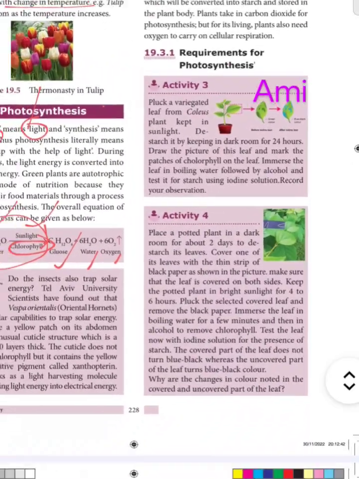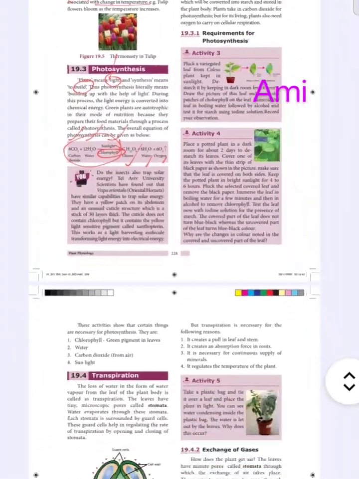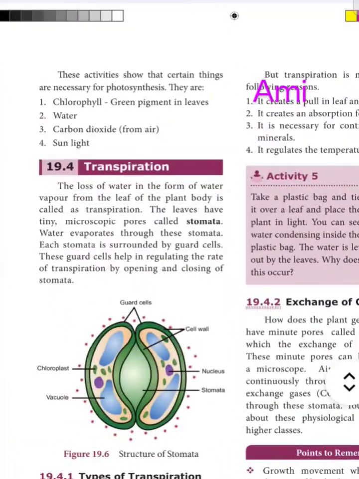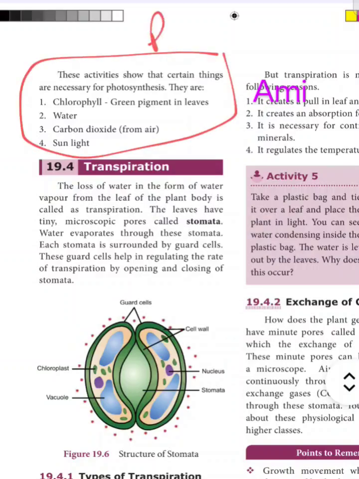So two activities have been given here. You can observe that. These are the four important necessary raw materials: the chlorophyll, the green pigment responsible for the process of photosynthesis, then water, carbon dioxide and sunlight.